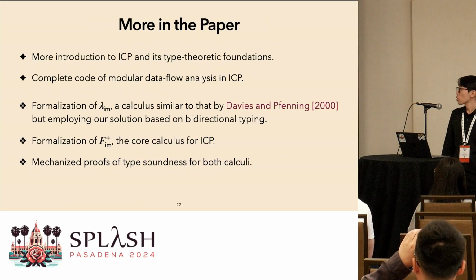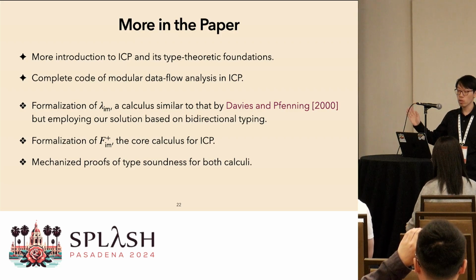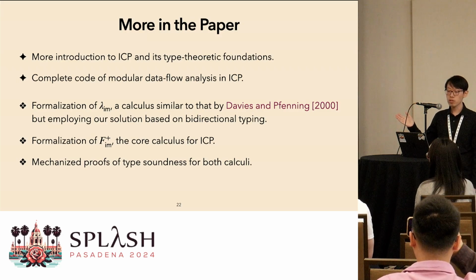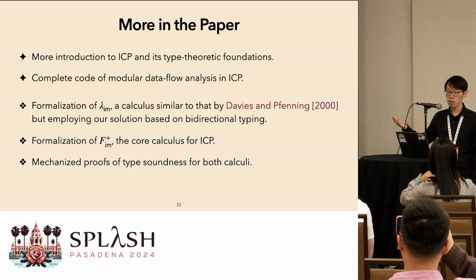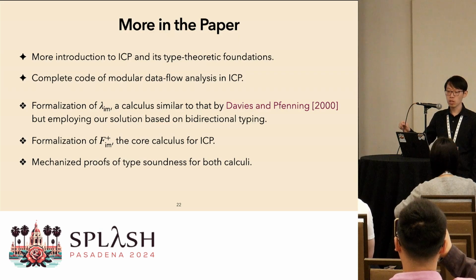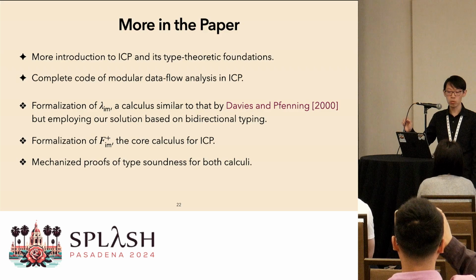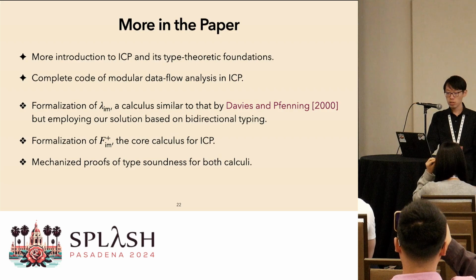Last thing, we have more in our paper, more introduction, complete code, and we have formalization for both calculi. One is based on the calculus by Davies and Pfenning, but employing our solution based on bidirectional typing. And a more complicated calculus is the foundation for our imperative computational programming. And both proofs are mechanized using Coq.